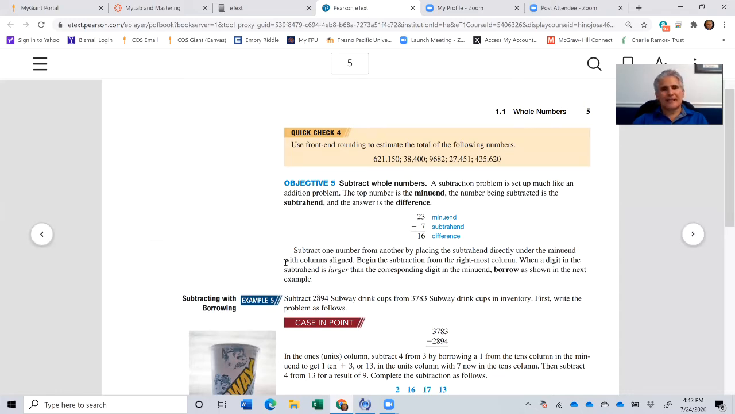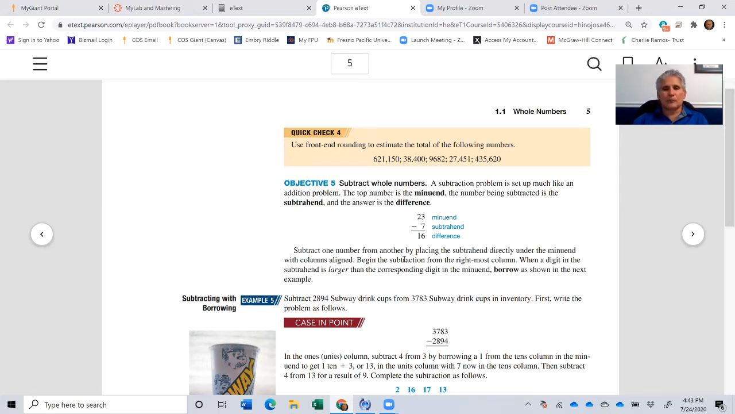Okay, the next section talks about subtracting whole numbers. Same concept here, you just want to make sure you're lining up these numbers, all right? Make sure you're lined up the ones and the tens and the hundreds and the thousands if you have that. But in this case, we have 23 minus 7. So we're taking 23 and we're subtracting 7. That's going to leave us with 16.